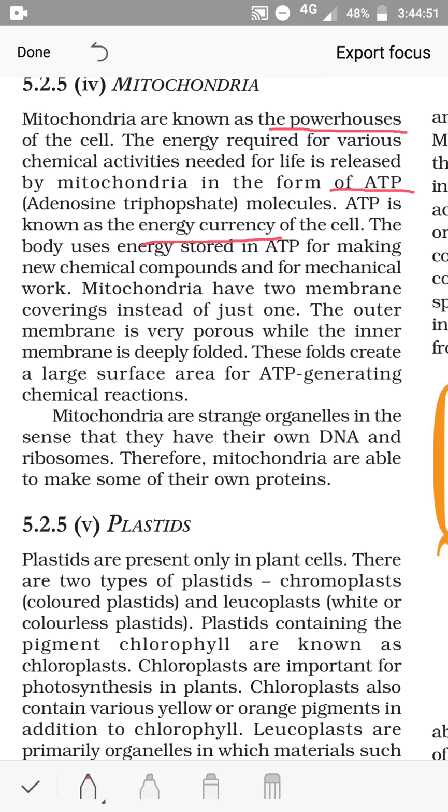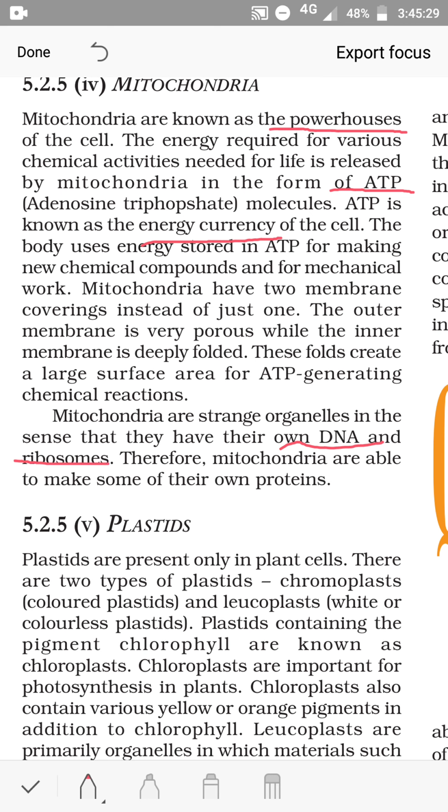The structure of a mitochondria: they have two membrane coverings instead of just one. The outer membrane is very porous while the inner membrane is deeply folded. These folds create a large surface area for ATP generating chemical reactions. Mitochondria are a strange organelle because they have their own DNA and ribosomes. Therefore, mitochondria are able to make some of their own proteins.